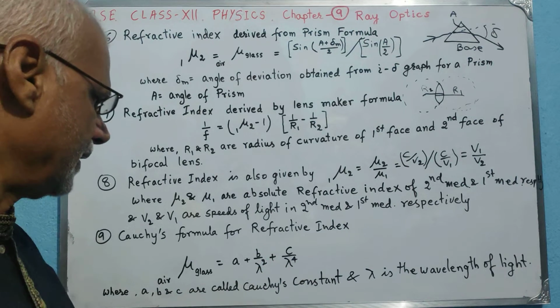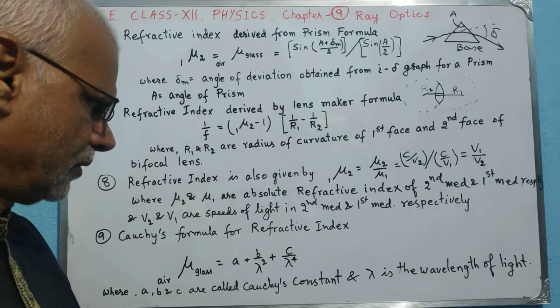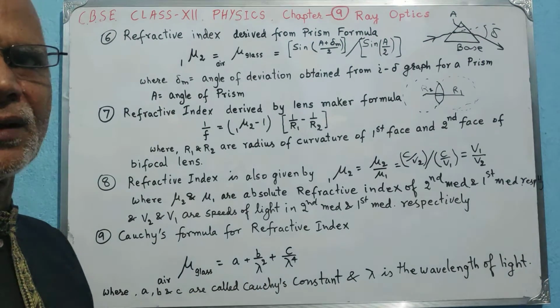Here A, B and C are known as Cauchy's constants, and lambda is the wavelength used for which this refractive index is obtained. That's all for today.